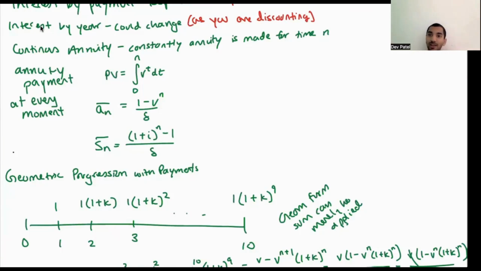Every single moment you're getting paid, right? Every single moment. That's what this represents. It's a constant annuity. Constant payment is being given to you at every single moment. That's a way that you can actually think about it. So what's the formula for this?